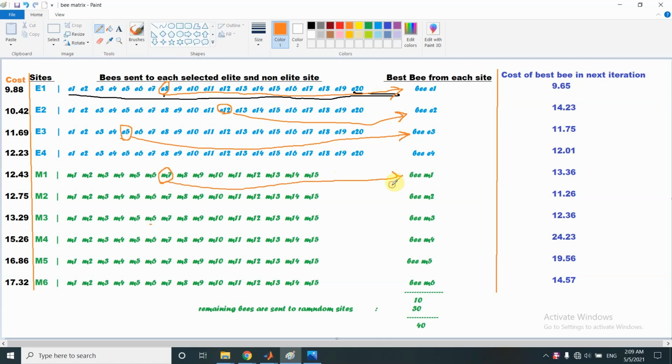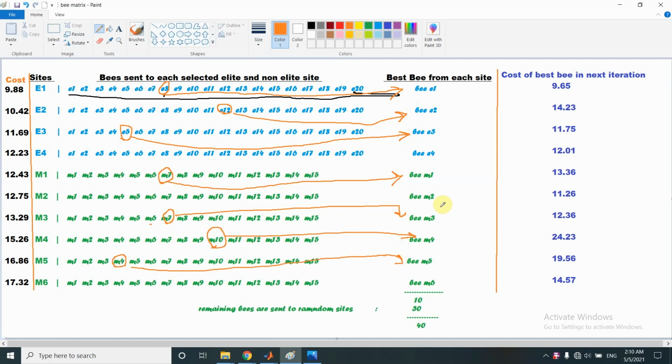So this would be the best bee for site M1. And let's say that for M3, also M7 has got the best cost. For M5, M4 has got the best cost. For M4, M10 has got the best cost. So these will be the best bees for all these selected elite and non-elite sites.